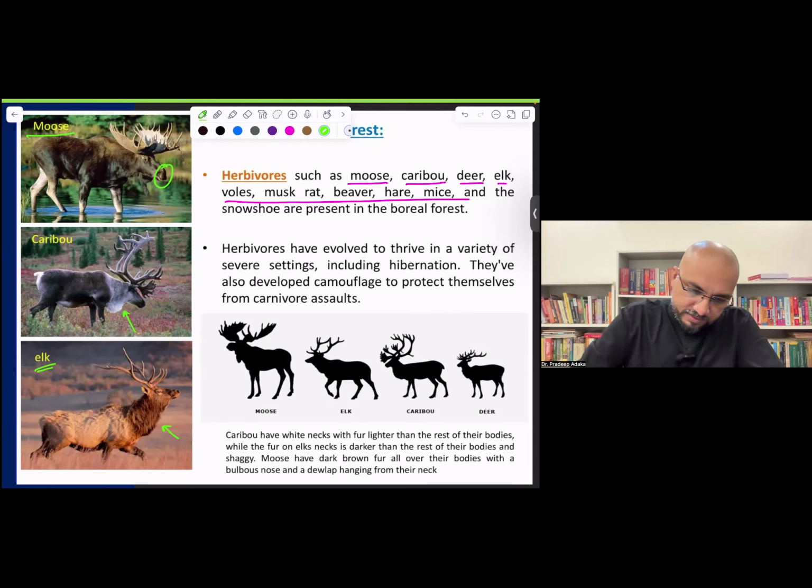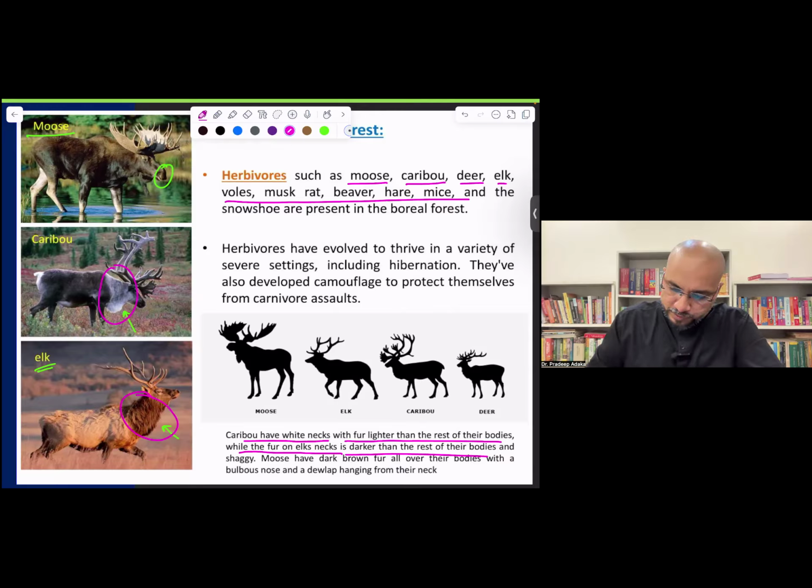So you see here, caribou have white necks with fur lighter than the rest of the body. So in caribou, the fur near the neck region is lighter than the rest of the body. The rest of the body is darker. While the fur on the elk's neck is darker than the rest of the body. In case of elk, the fur near the neck is darker. Rest of the body, the fur is lighter.